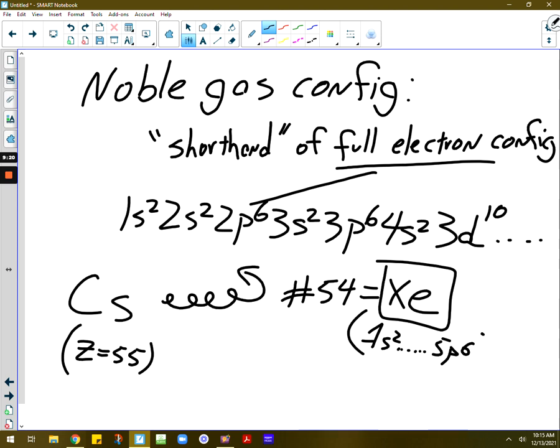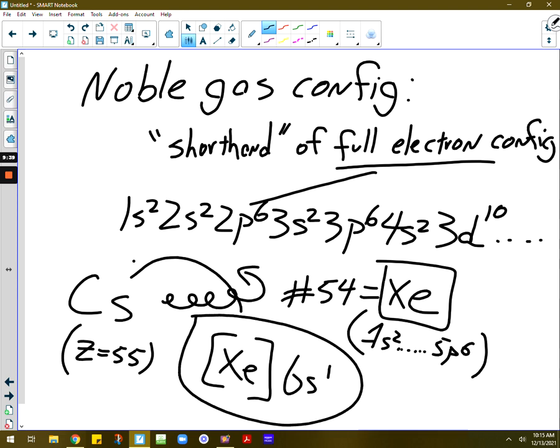I can replace all of that just by writing xenon in brackets and then adding on what comes after that. And what comes after 5p6, if I look at my arrow diagram, is 6s1. So this right here is the noble gas configuration for cesium. Instead of writing the whole thing out, I backpedaled to the last noble gas that came before it, and I added on what would go outside of that noble gas core. Okay, I can do another one if you like.